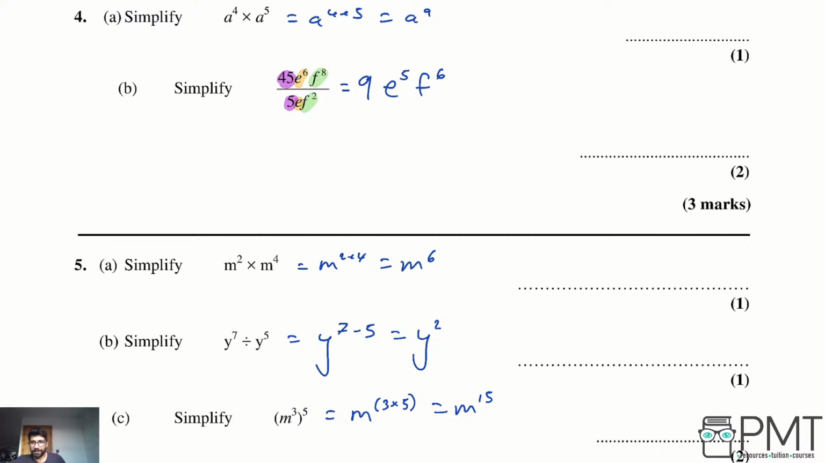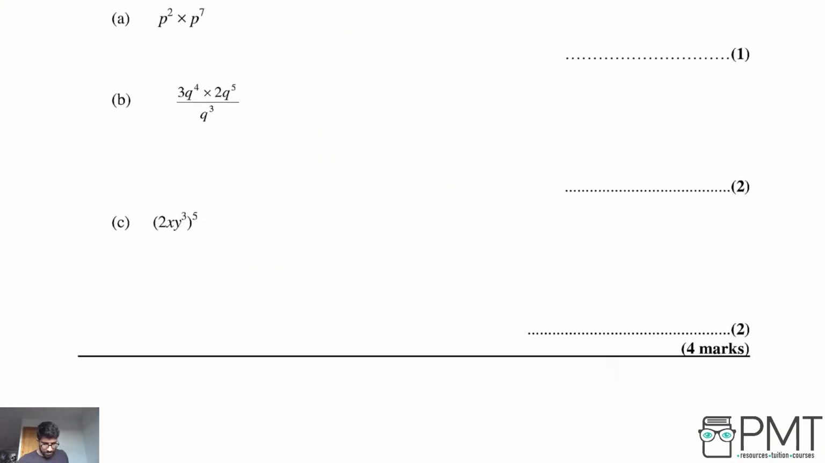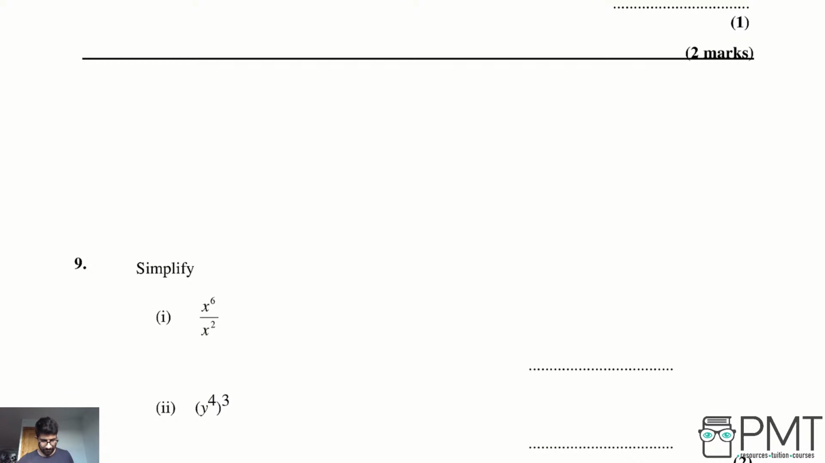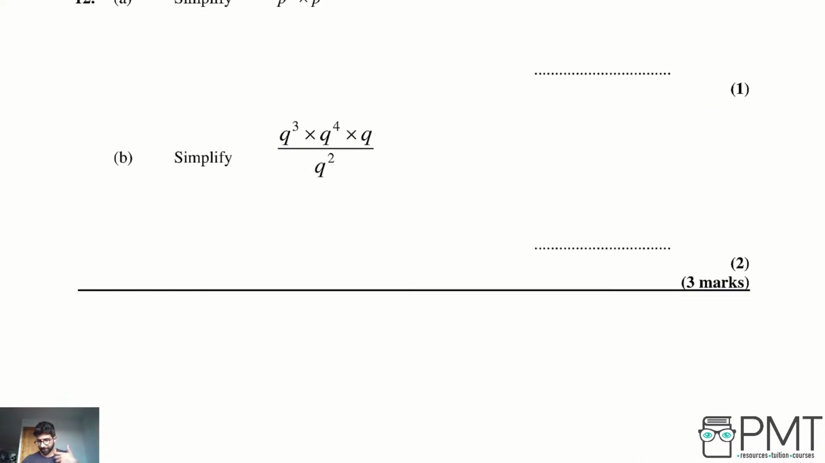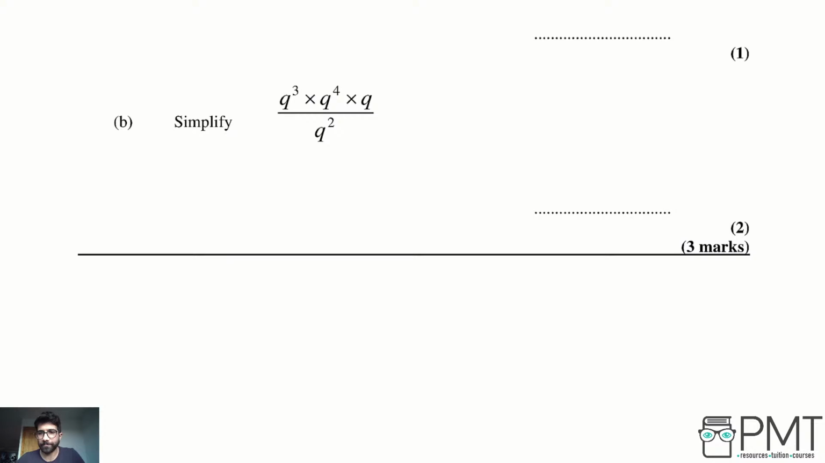Okay. 9e to the 5. F to the 6. Yes, it looks like we agree. Let me know if you have any questions. I want to move on. Let's see which one that we haven't done yet. So there are some more questions of the same type here. If you wanna try them, do them on your own time, or you can do them now. Let me know what answers you get.